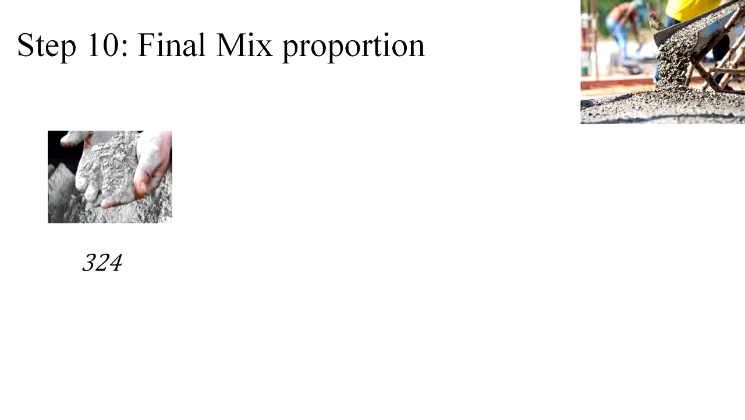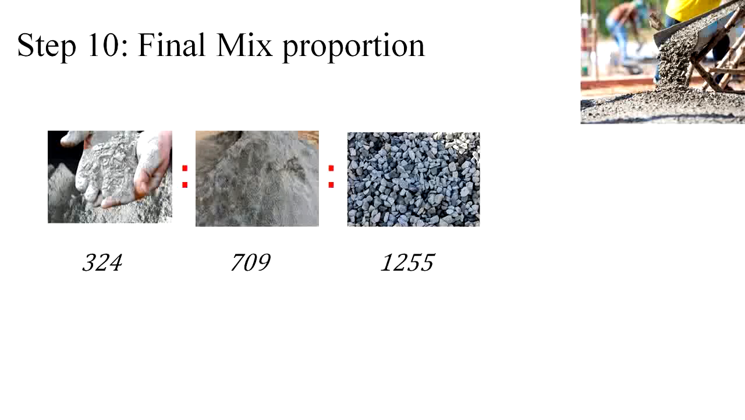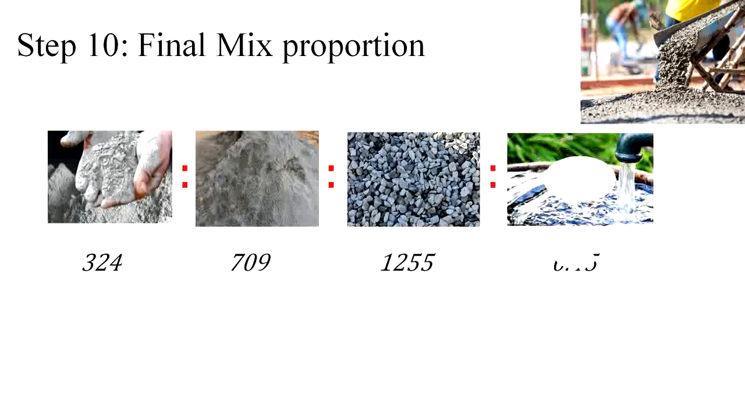Therefore, finally the mixed proportion is the ratio of cement to fine aggregate to coarse aggregate to the water cement ratio. Finally, the mixed proportion we got is 1 is to 2.19 is to 3.87 is to 0.45. This is how we'll be designing a mixed proportion for M20 grade concrete.